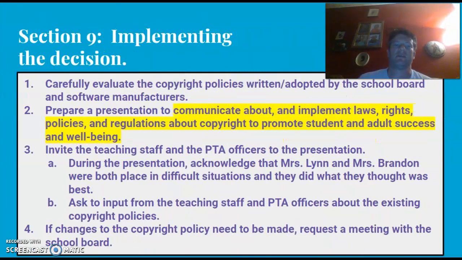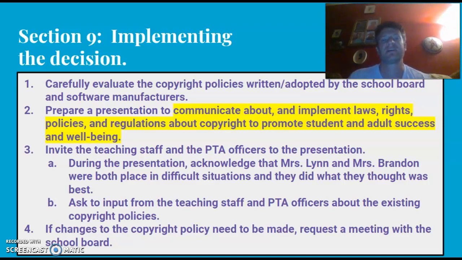So finally, we need to implement this decision. To implement the decision, Mr. Sample needs to follow a few steps. He first needs to carefully evaluate the copyright policies that were written or adopted by the school board. He also needs to look at the software manufacturer's copyright policies as well. He then needs to prepare a presentation to communicate and implement laws, rights, and policies and regulations about copyright to promote student and adult success and well-being. He should invite the teaching staff and the PTA officers to the presentation.